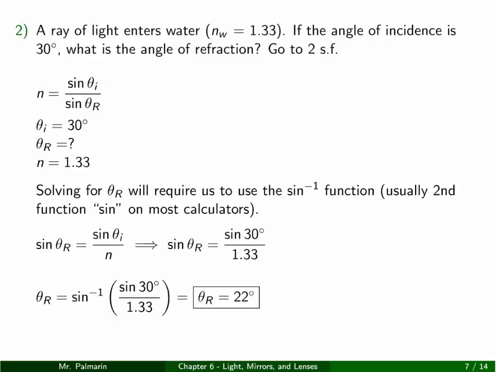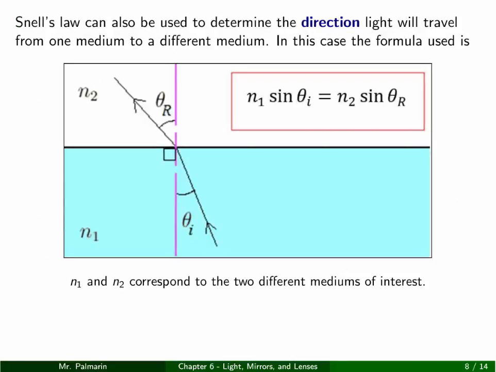But let's say it's going from water to diamond. Say you have a piece of diamond in water. Okay, then what's going on? Well, then you actually have to care. Then you care about two separate indices of refraction that are not 1. So that's where this comes from.